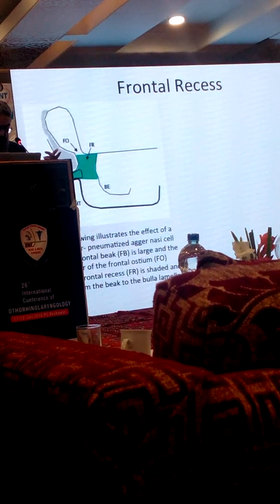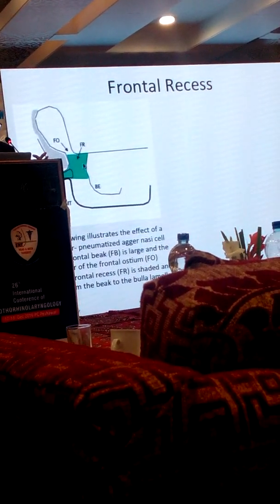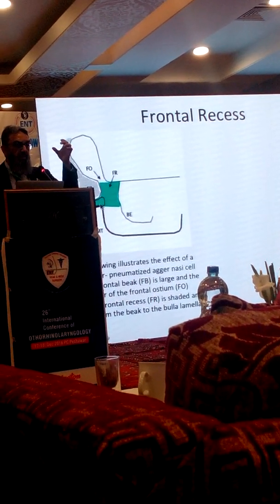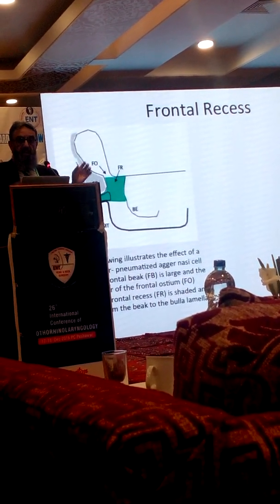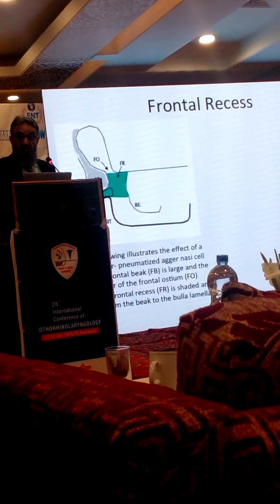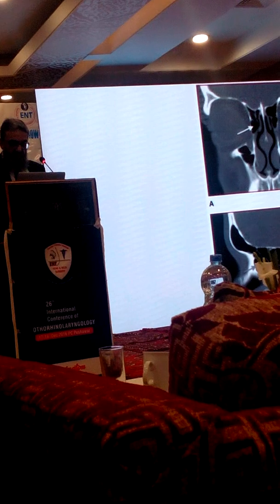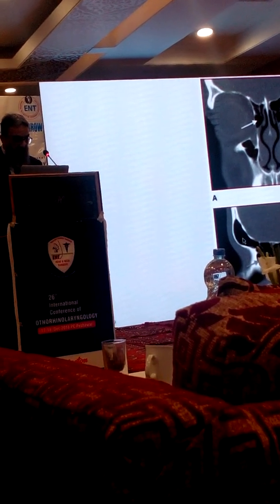Just one more comment about this. This is the concept that the larger the agger nasi cell, the smaller the frontonasal beak, the larger will be the frontal sinus ostium, and vice versa. I'm sorry, I have to go very quickly. One thing worth mentioning over here, this is very nice.